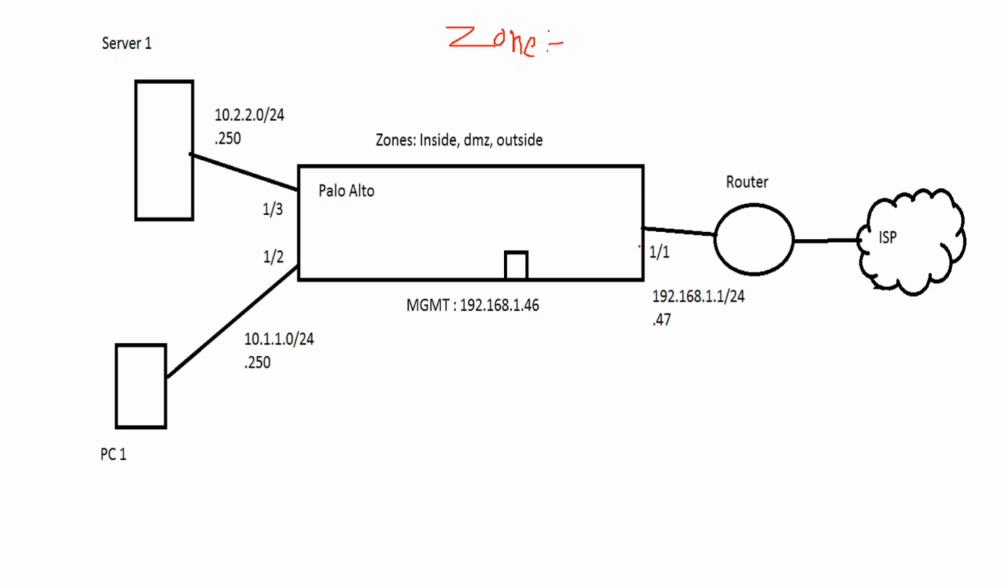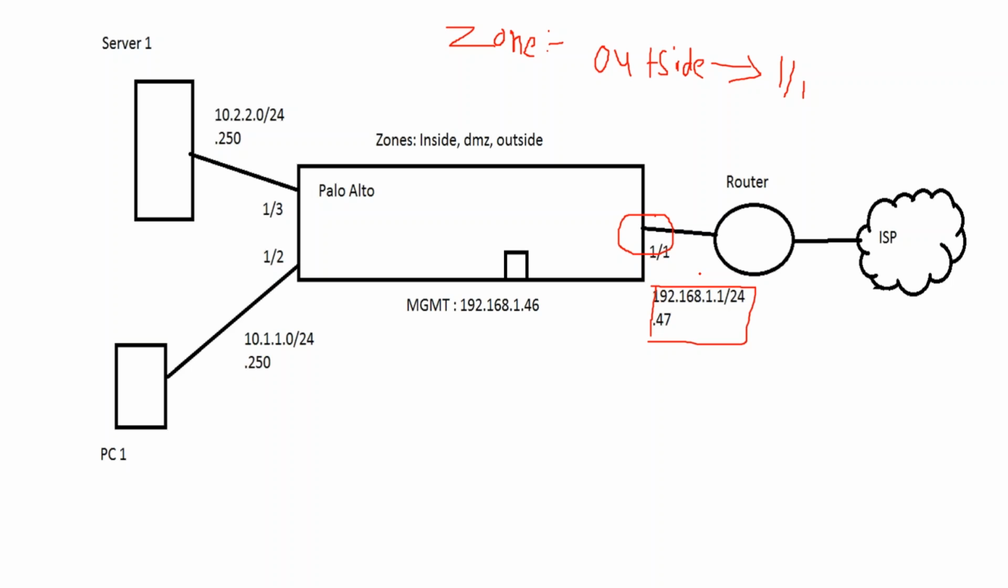Okay, now we have 1/1, this interface. This is connected to my router, to the ISP, right? And we have the external IP address here. You can say, this is my external IP address. So we have the first zone called outside, or we can say external. In the outside zone, we have the interface 1/1.